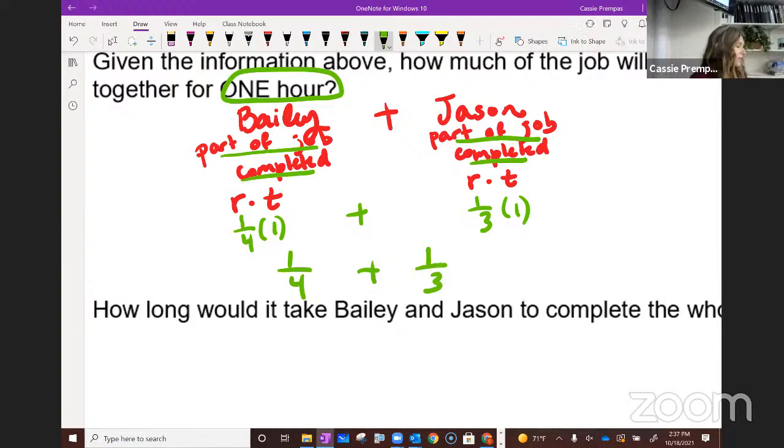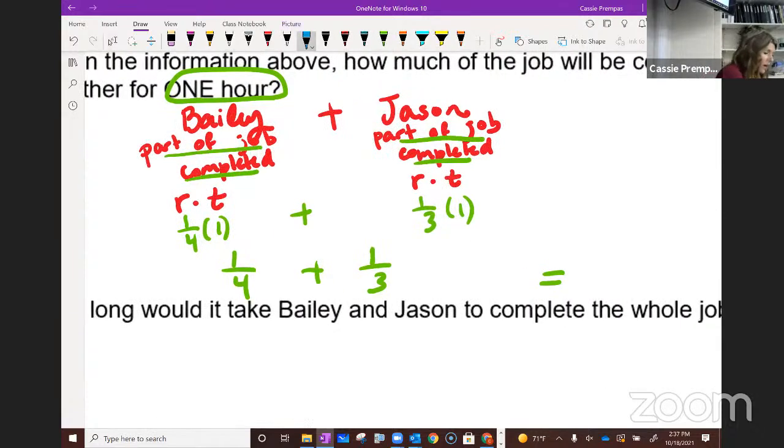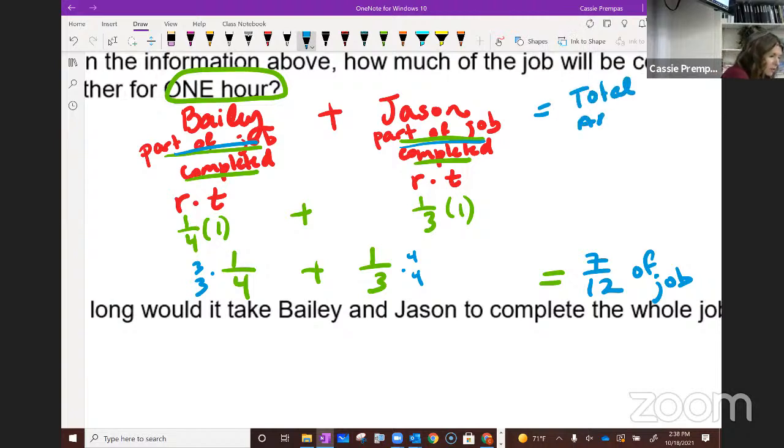So Bailey does less. She does 1/4 of the job. Jason does more. He does 1/3 of the job. How much do they do together? 7/12. Exactly right. Because we need a common denominator. We'd multiply that by 4 over 4, this by a 3 over 3. So the answer is 7/12. So I'd say 7/12 of the job they did together. So essentially what we're doing is we're taking Bailey's part of the job plus Jason's part of the job will equal the total amount of the job done.